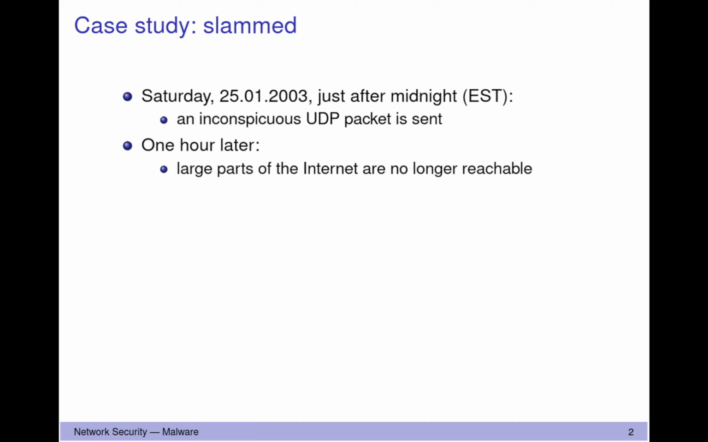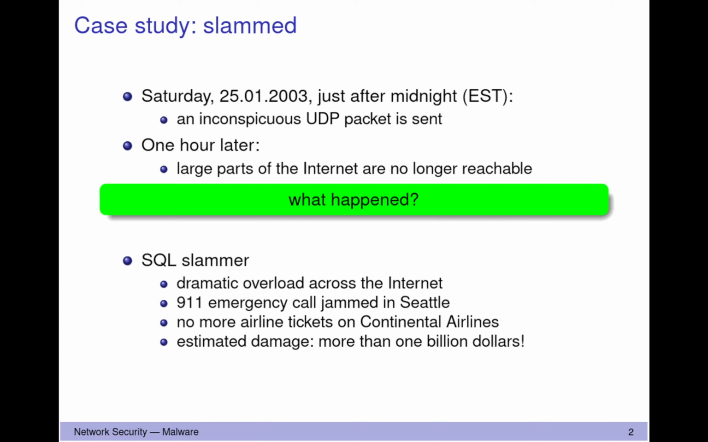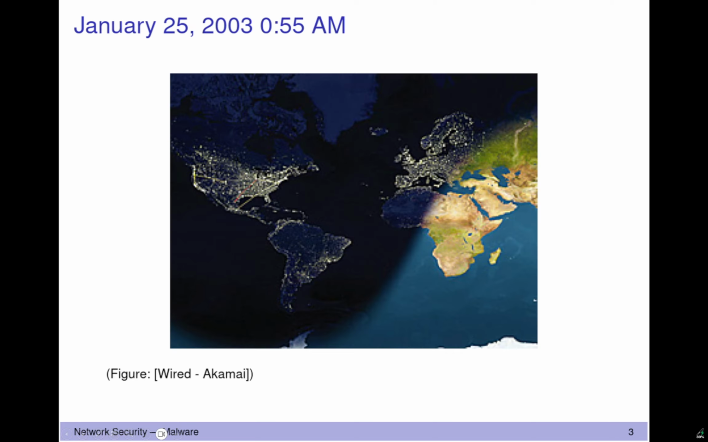20 years ago there was some simple UDP packet that was sent out, and after that large parts of the internet were not reachable. So what happened? That was the so-called SQL Slammer, which led to a dramatic overload across the internet. Emergency calls were not working, airline tickets were not working, lots of damages have been caused. So a simple UDP packet, one single simple UDP packet.